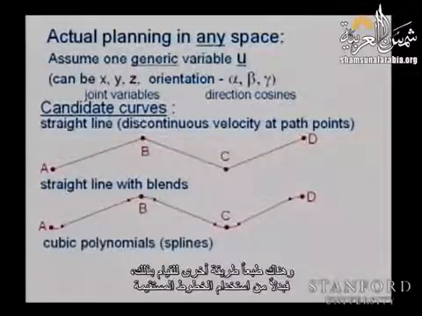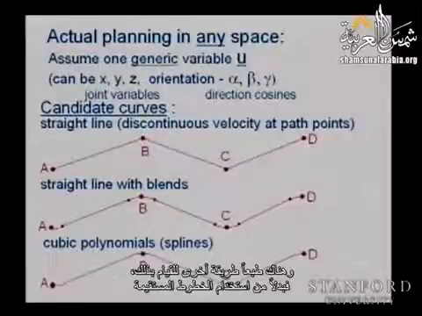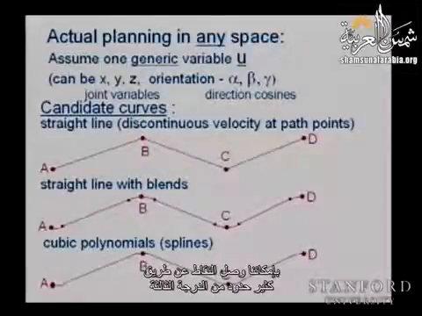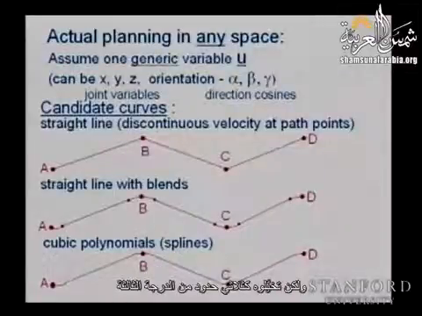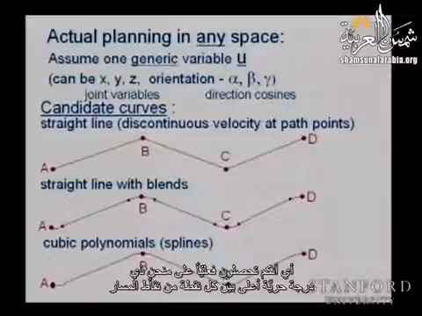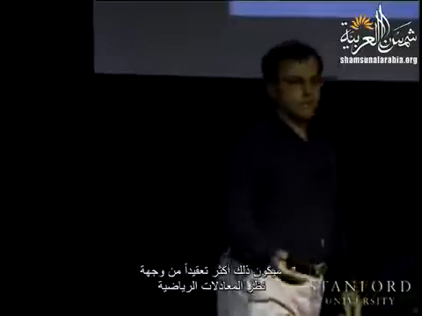Another way to do it is, instead of using straight lines, we can use a cubic polynomial. Obviously in PowerPoint here it almost looks like a straight line with blends, but think of it as a cubic polynomial. So you actually have a higher degree of freedom curve between each of the points along the path. That will be slightly more complicated from a formula point of view. So everybody following? It's pretty simple.